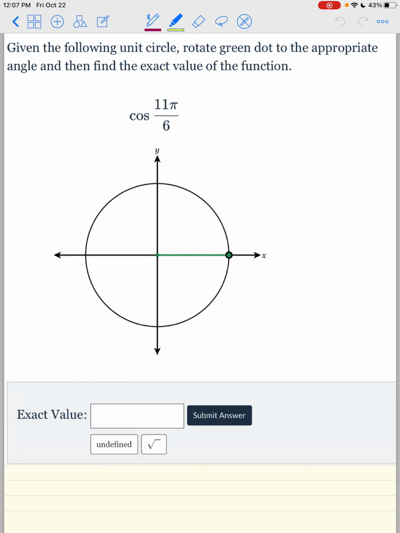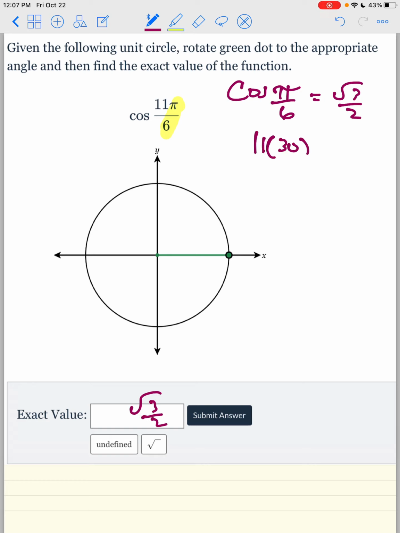Cosine 11 pi over 6. Take the pi over 6, that's what you figure out first. It's going to get a little bit trickier, so stay with me. What's the cosine of 30 degrees? Radical 3 over 2. Now I have to decide: is it positive or negative? What's 11 times 30 degrees? 330 degrees. So I'm all the way here.